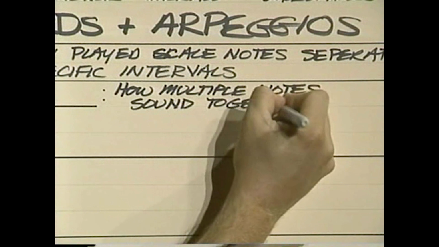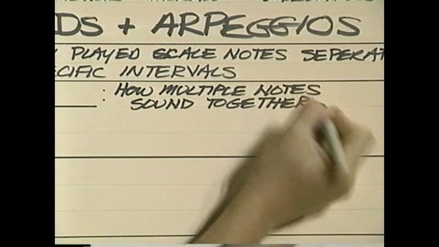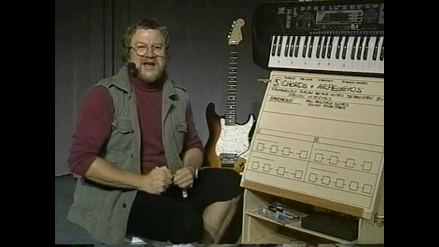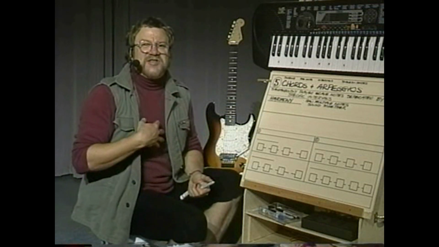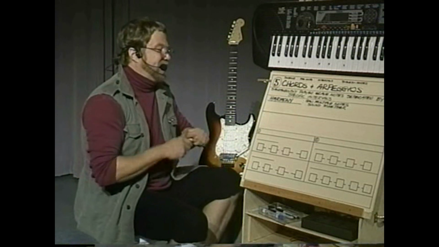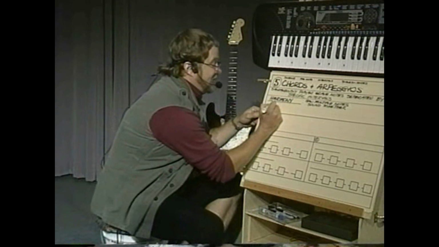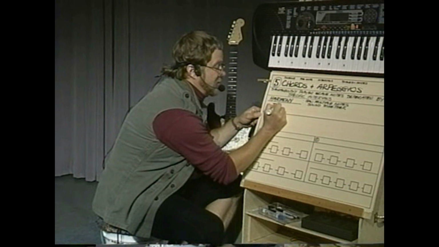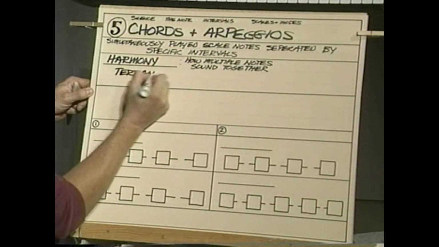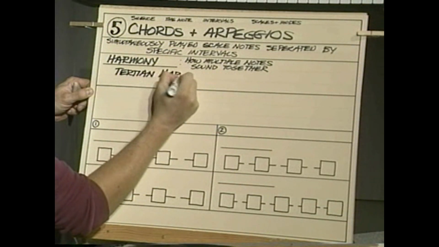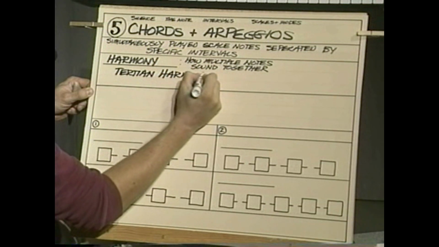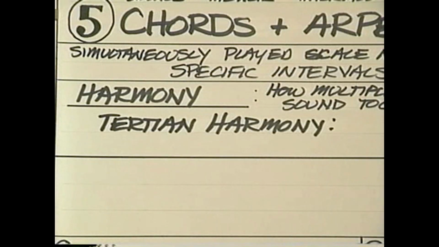Now, as we mentioned, scales are mostly made up of seconds. Chords are mostly made up of thirds. That is, the intervals that separate the notes in conventional chords are very often thirds. And this brings up another concept that we want to mention, which is the concept of tertian harmony. Now, the word tertian is here. I'm not exactly sure what its derivation is, but tertian means 3 in this case.